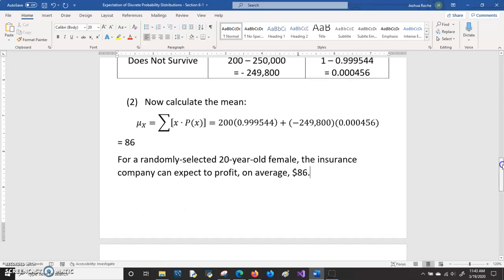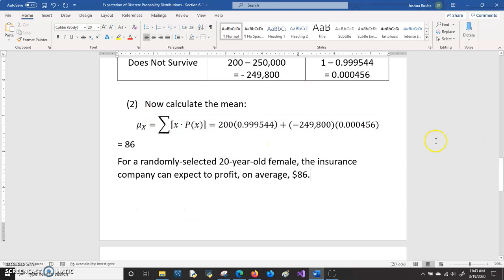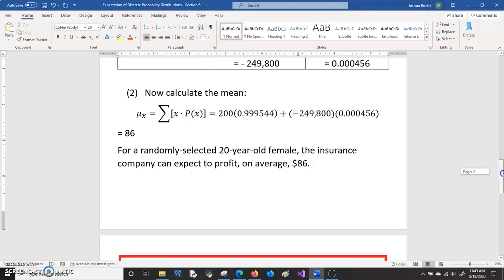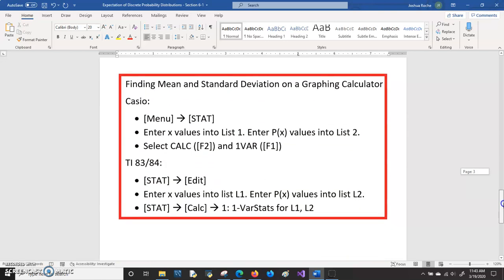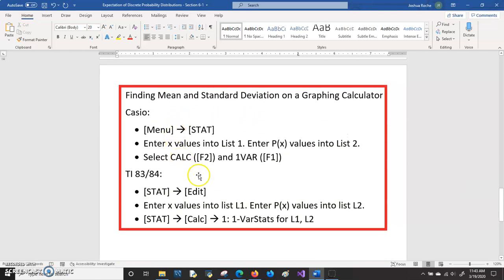Just one other note, I worked out this mean by using the formula, but if you are comfortable using a graphing calculator, you can find that by using a graphing calculator, and I put the notes for that on these notes also. Alright, we'll move on to section 6.2.